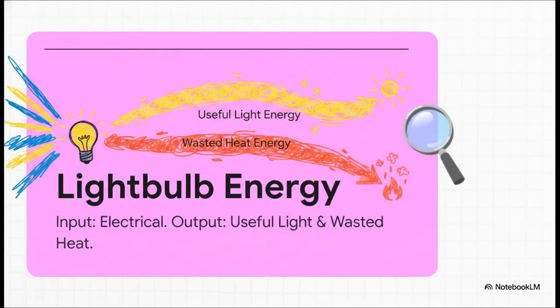Let's look at a specific specimen with question 3. What is the input and output energy of a typical system like a light bulb? Well, our input is electrical energy, but then it splits. It turns into brilliant light energy, which is exactly what we want, and heat energy, which is our sneaky wasted energy. So one clean input splits into both helpful and unhelpful outputs.